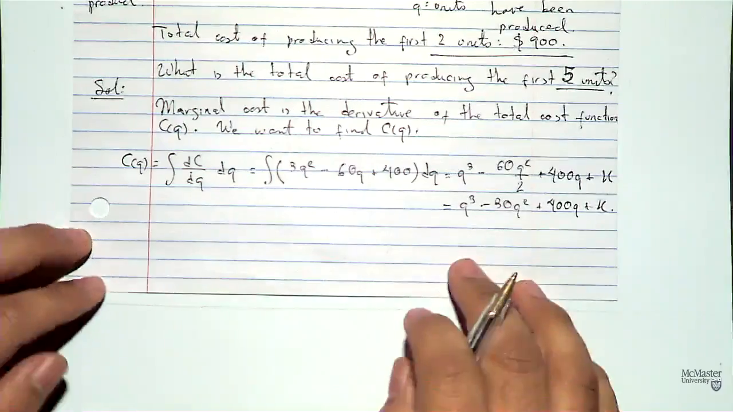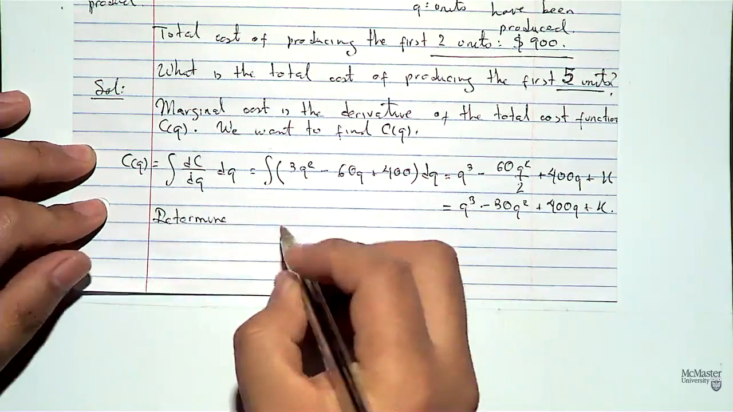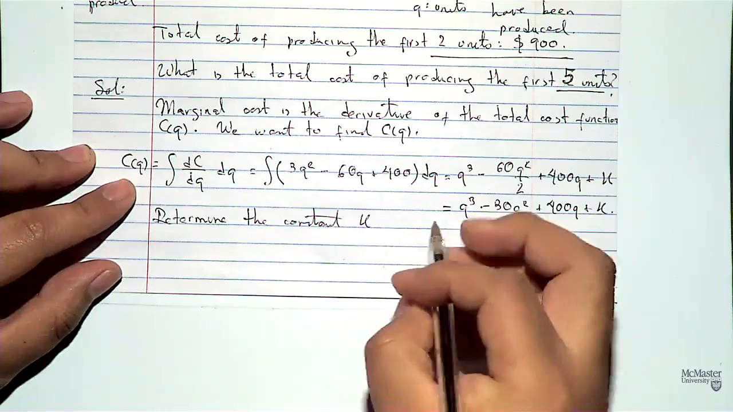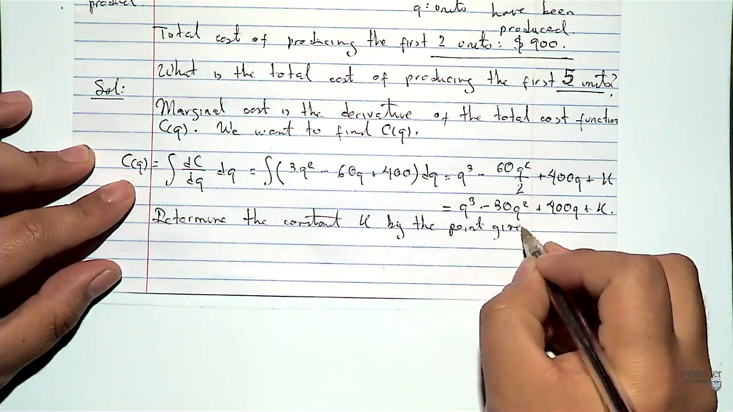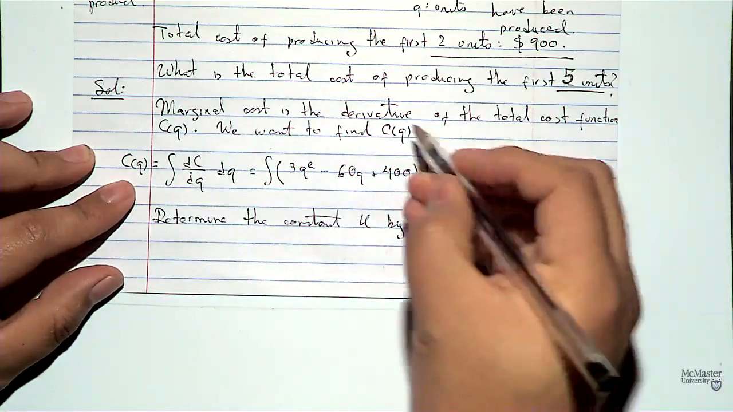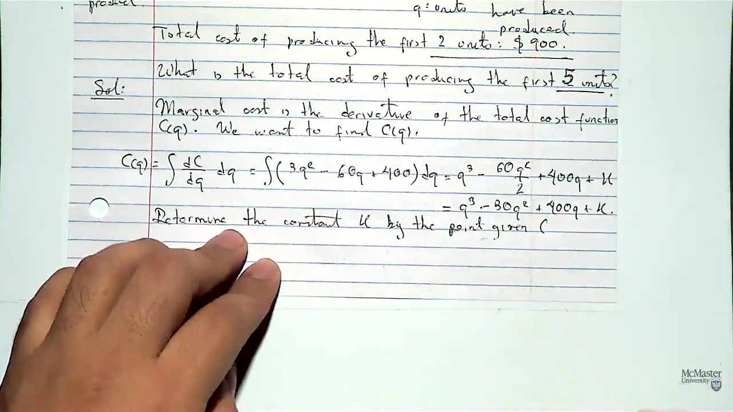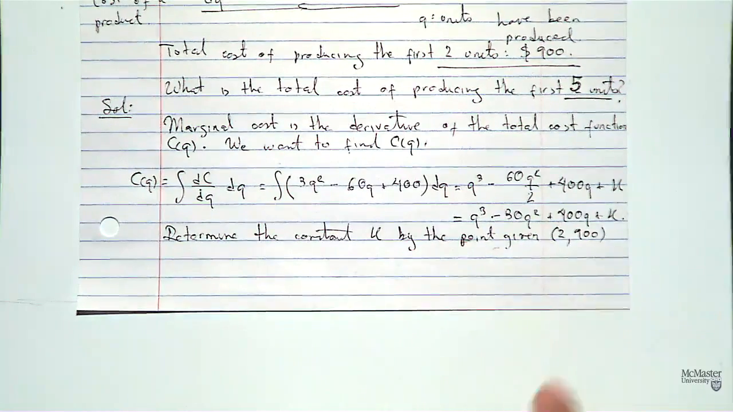Again, we will determine the constant k by the point that we were given. Remember the piece of information, right? Basically, we know that, and we see it on the page. For producing 2 units, the cost is $900. So the point is actually (2, 900). If the x-axis, which is the q-axis, denotes the units produced, and the y-axis, which would be the c-axis, denotes the amount of money, which is the total cost, which is 900.